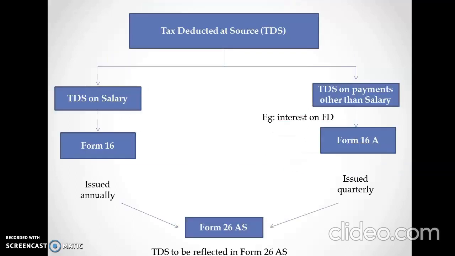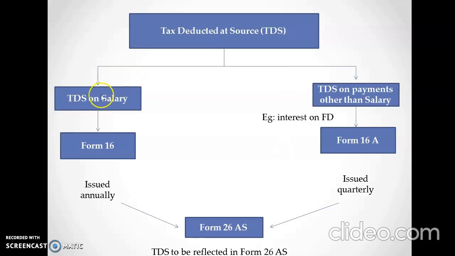Now, TDS is actually deducted on two types of incomes. One, TDS on salary, and the other, incomes other than salary. One kind of income is generated from salary and the other is a kind of income other than salary. For example, you have kept some money in a bank as an FD and you are getting interest on that fixed deposit.